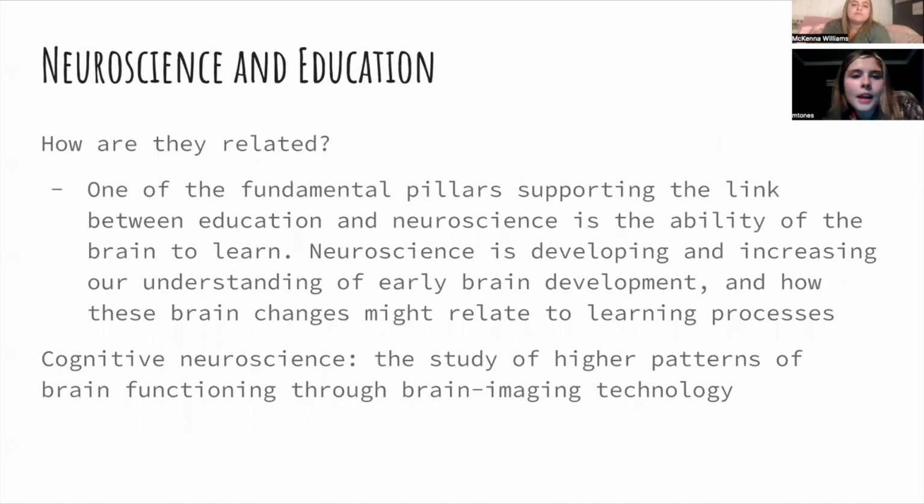Neuroscience and education: how are they related? One of the fundamental pillars supporting the link between education and neuroscience is the ability of the brain to learn. Neuroscience is developing and increasing our understanding of early brain development and how these brain changes might relate to learning processes. Cognitive neuroscience is the study of higher patterns of brain functioning through brain imaging technology.